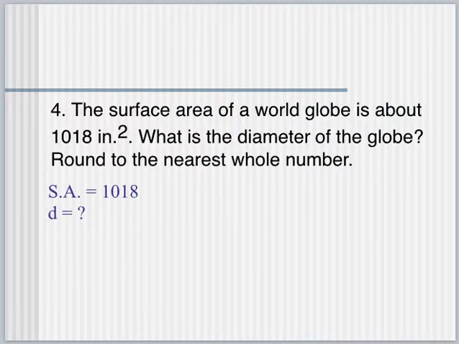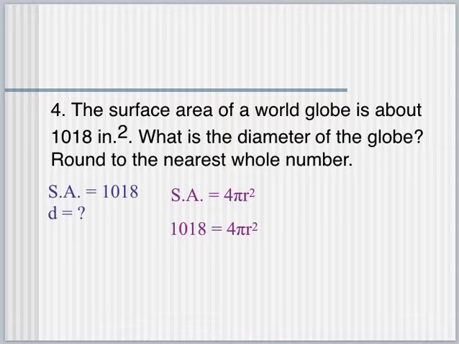Sometimes they'll give you a word problem where they start off by telling you what the surface area is. So our word problem summary here is that the surface area of a world globe is about 1,018, so SA equals 1,018, and they're asking for diameter. Whatever they're telling me the answer for, I'll start with that formula. So we're starting with our surface area formula, SA equals 4 pi r squared, but we're saying the surface area is really 1,018.